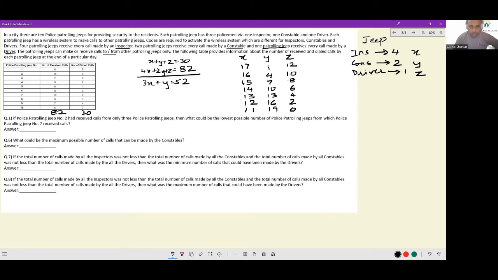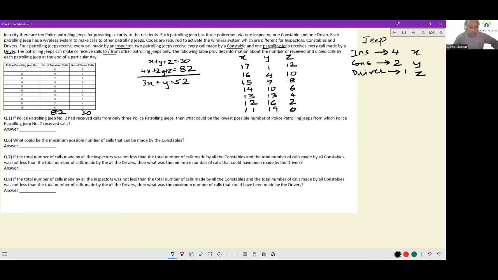Utilizing 3x plus y, we can come up with these many cases. These 7 cases are possible. Number of calls made by inspectors could be 17 or 16 or 15 or 14 or 13 or 12 or 11. Okay, we have all this information. Multiple cases are possible. Let's go and look at the individual questions.